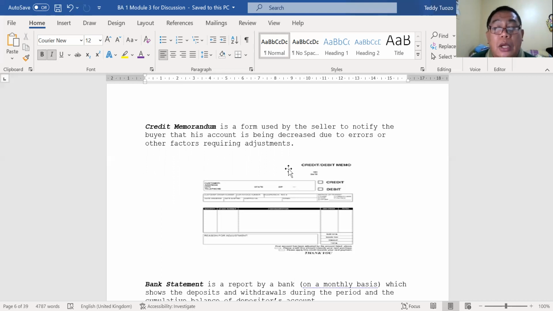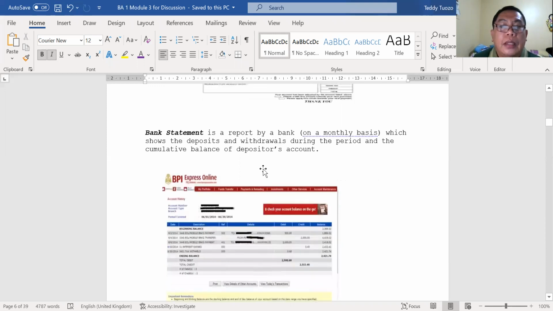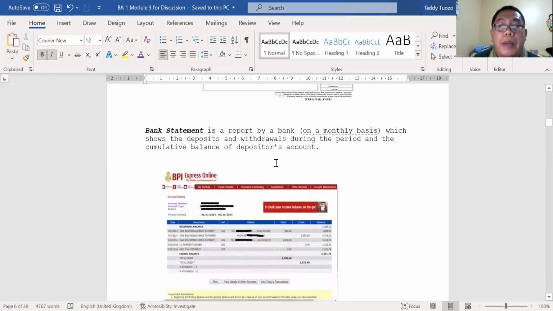Or, when you are going to sell it in the store, for example, you are the buyer, and then it is sold to your store. If there is a return, we do not usually accept those, no? So it is also one reason why you will be issued with a credit memorandum when you return goods to the supplier or seller. Then the bank statement is a report by a bank.